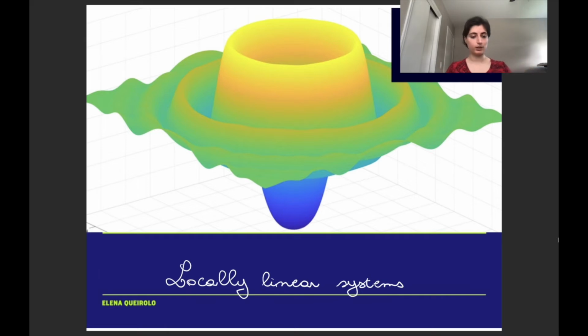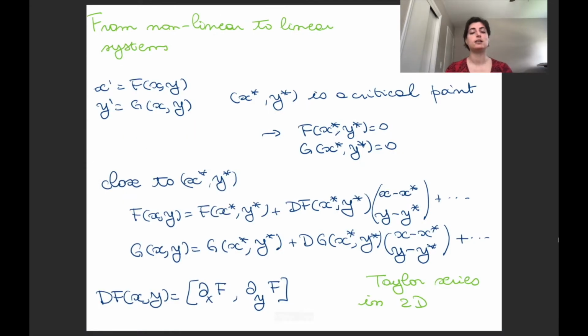Now, nonlinear systems might seem really complicated, but there is something that makes them easier to handle because we can talk about them as something that is almost linear in the right conditions. So now we're going to be talking about locally linear systems. Nonlinear systems that locally, so at a very specific area, can be treated as linear systems.